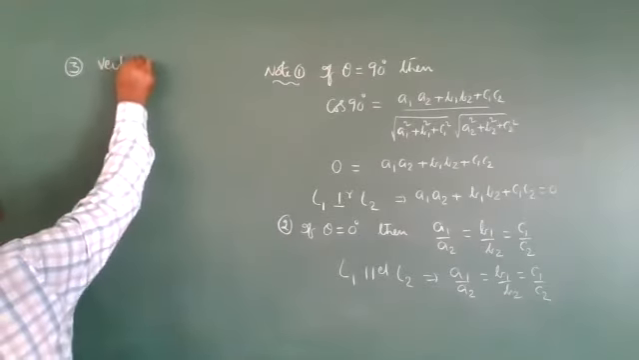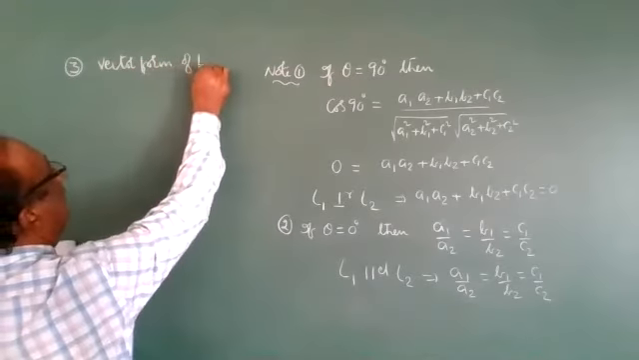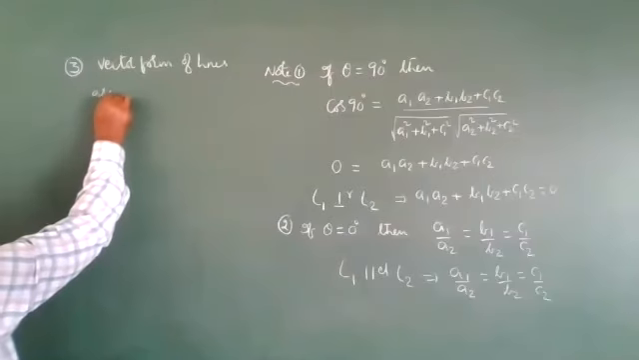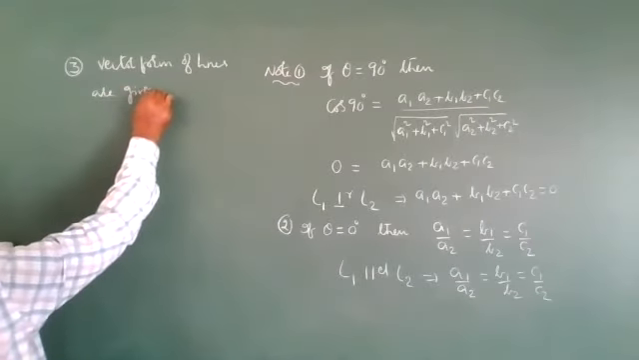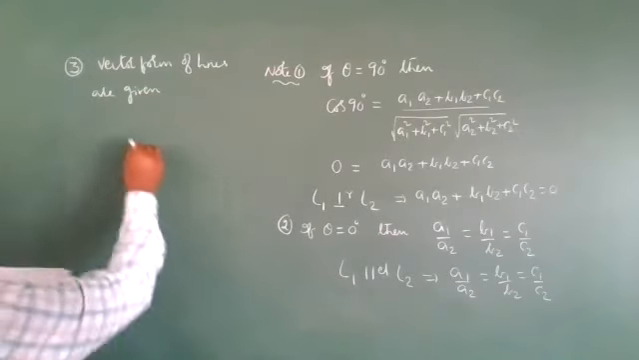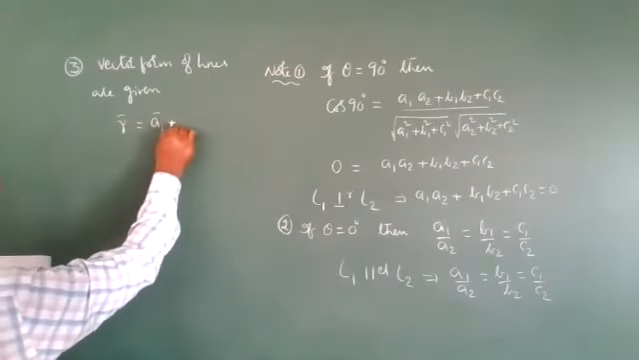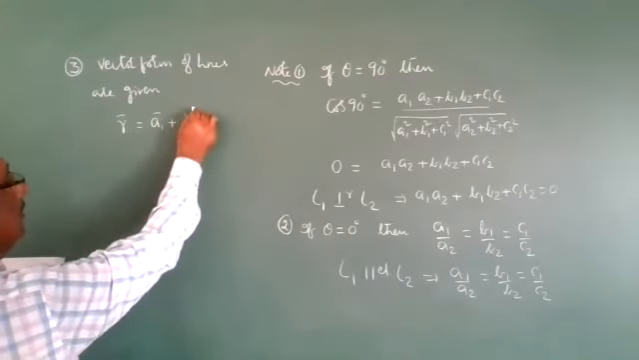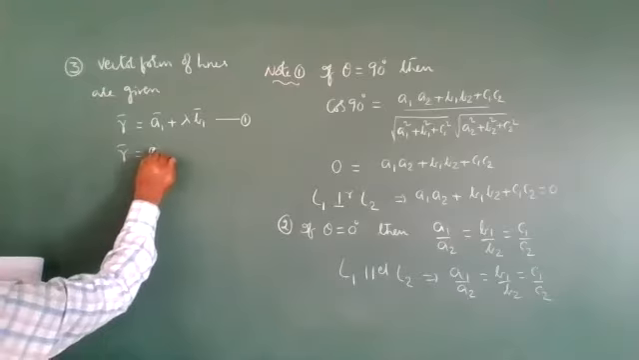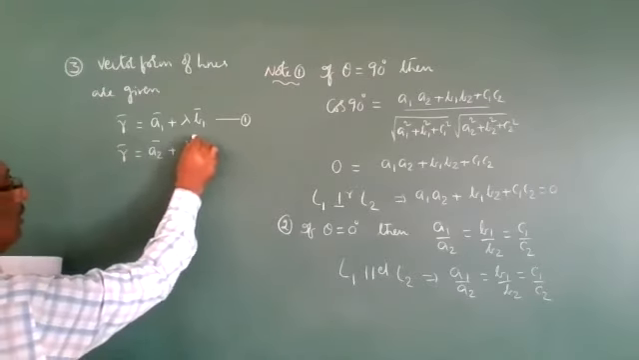Vector forms of the lines are given. What is the vector form? The first line is r bar is equal to a1 bar plus lambda into b1 bar. That is the first equation. The second equation is r bar is equal to a2 bar plus lambda into b2 bar.